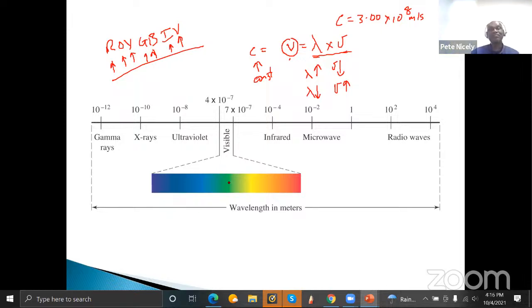So as far as this band is concerned, what you'll see is that the red light will have a longer lambda value, and the violet light would have a shorter lambda value, all right? So basically the wavelength increases going this way, or if you're using this, going this way, all right?